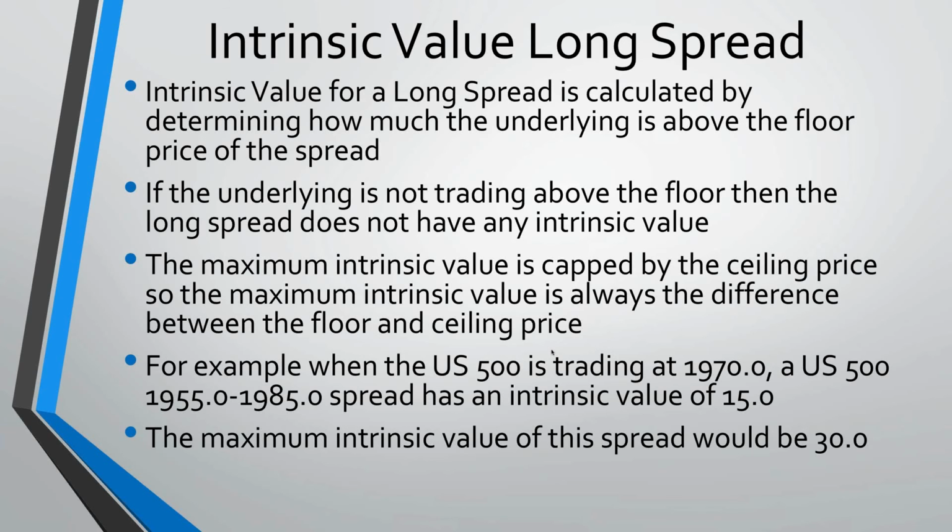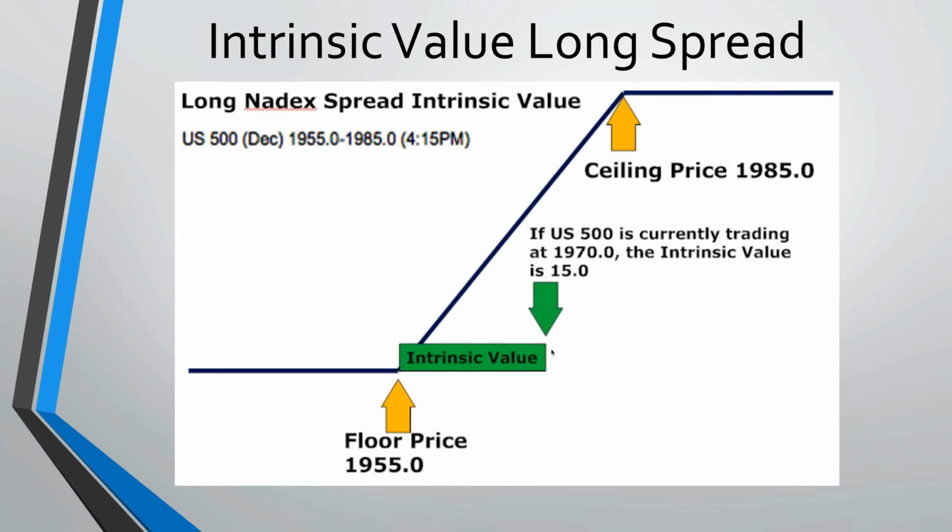Let's take a look at this graphically. If the US 500 is currently trading at 1970, intrinsic value is 15. Remember, the underlying is trading left to right. Here's your floor price, and we're trading $15 above the floor price. That's the intrinsic value as captured by this green line. That's what the spread is inherently worth at that point. If it was to expire at that moment, the spread would be worth $15.